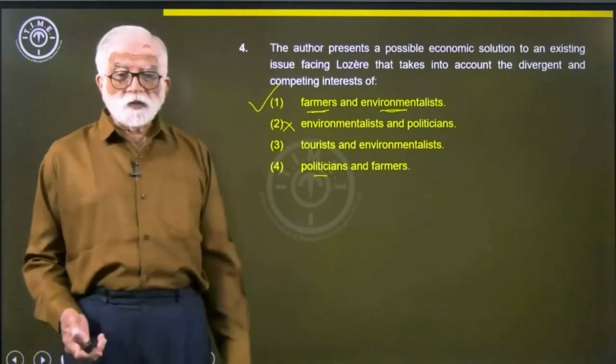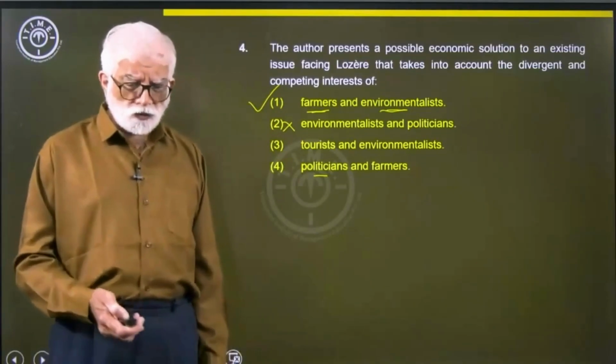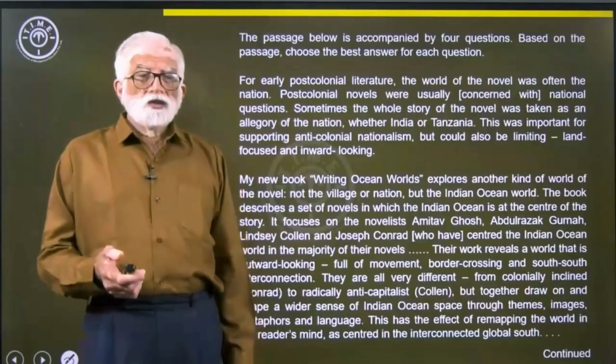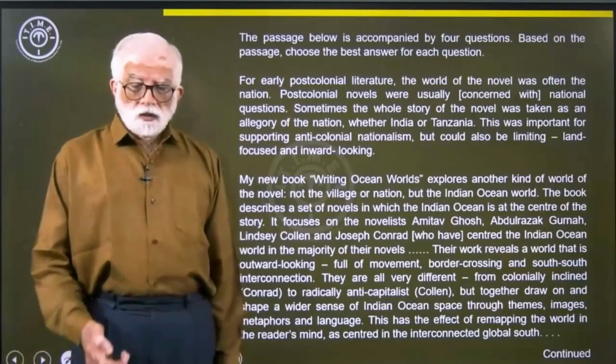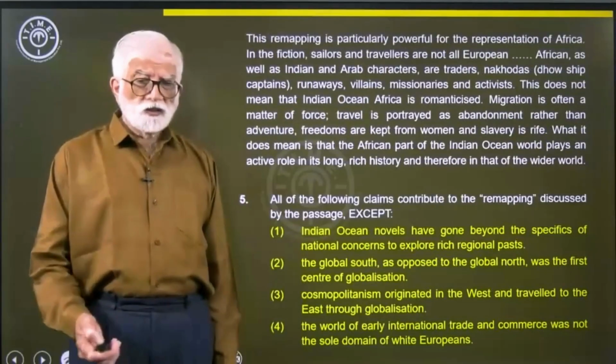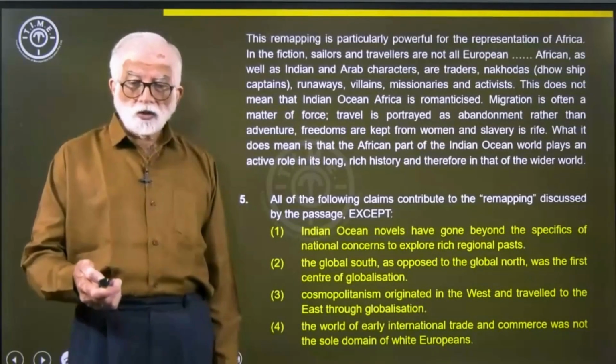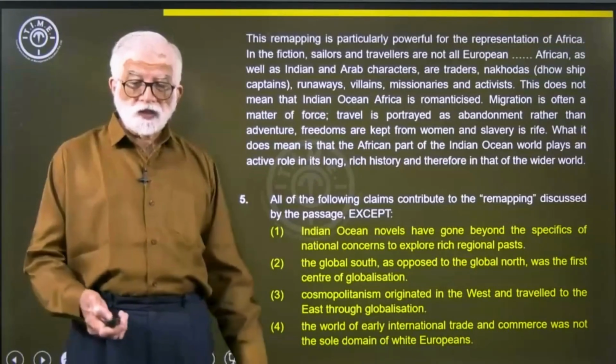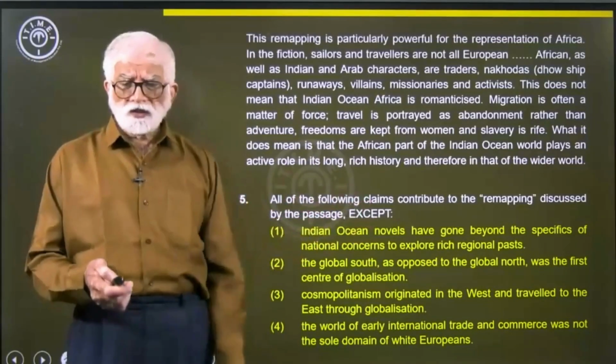So that finishes this passage, and we can now move down to the next. So this one. And if I look at the questions, it tells me all of the following claims contribute to remapping discussed by the passage. I don't know what the remapping is.